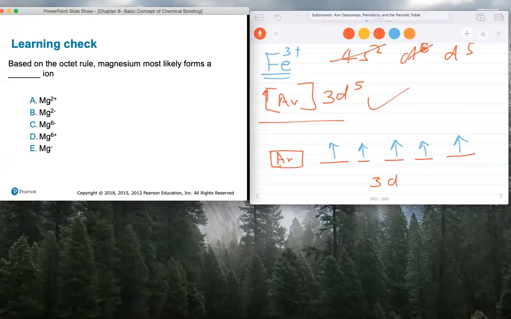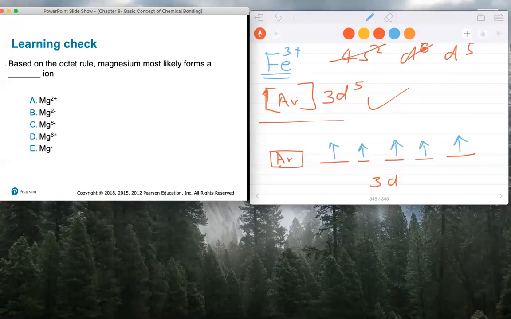Aaron, did you say B? Somebody say B? Yes, it is A. David, correct. It is A. It's based on the group number.